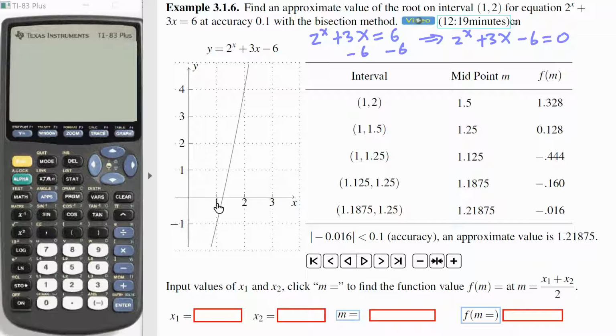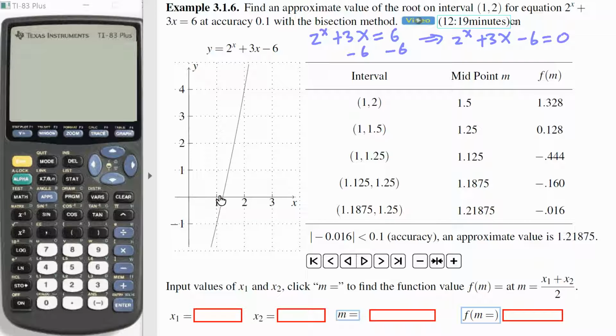When x is 1, 2 to the 1 is 2, plus 3 times 1 is 3. So 2 plus 3 is 5, minus 6 is negative 1. So when x is 1, we have y is negative 1. And when x is 2, we have 2 squared is 4, plus 3 times 2 is 6, minus 6. So we have y is 4.